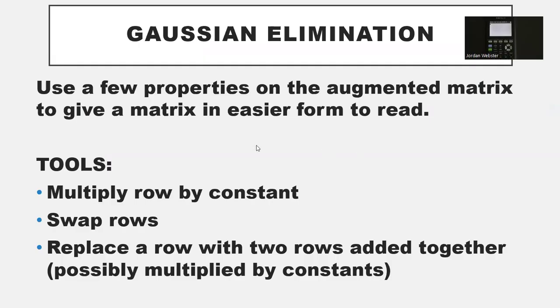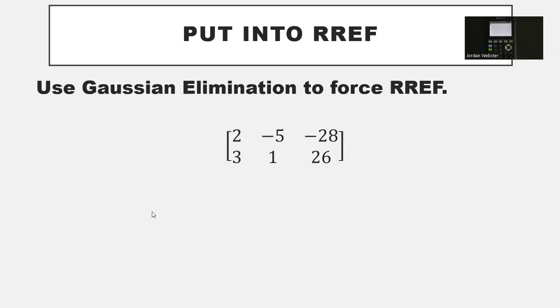Usually we have this process when we're dealing with an augmented matrix, and then we're trying to create row-reduced echelon form. What we can do to do that is we can use multiplying a row by a constant, swapping rows of your matrix, or replacing a row with two rows added together, possibly multiplied by constants. Now, your calculator is going to do all of that in the background with the RREF.